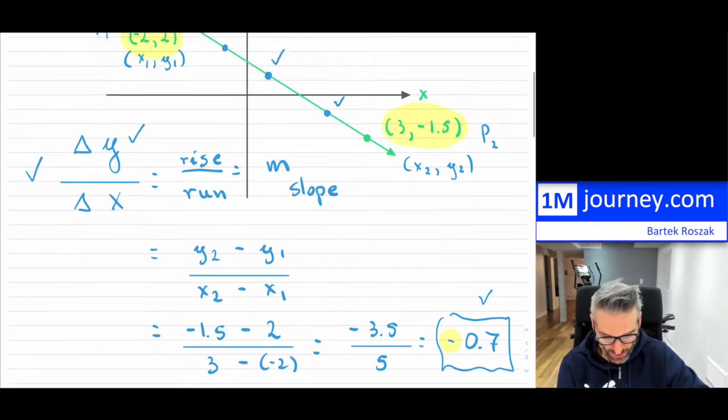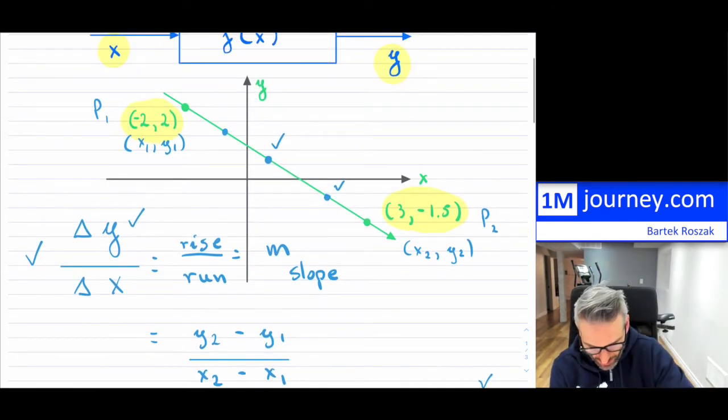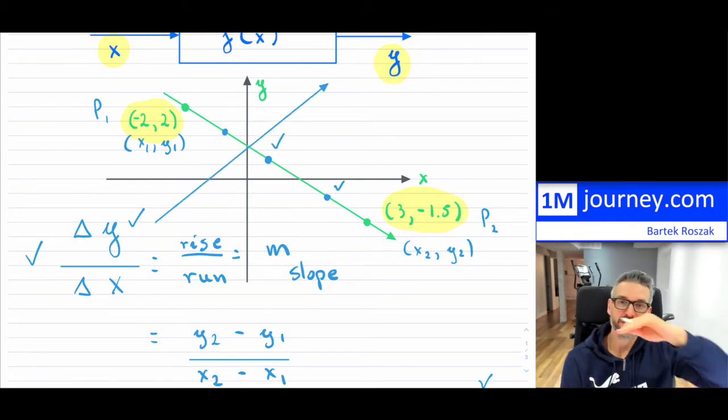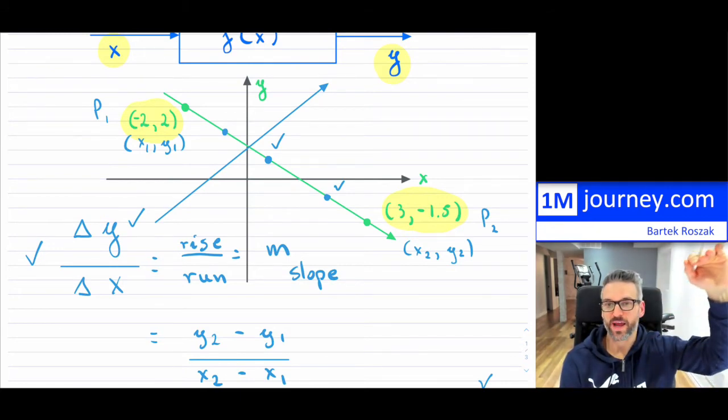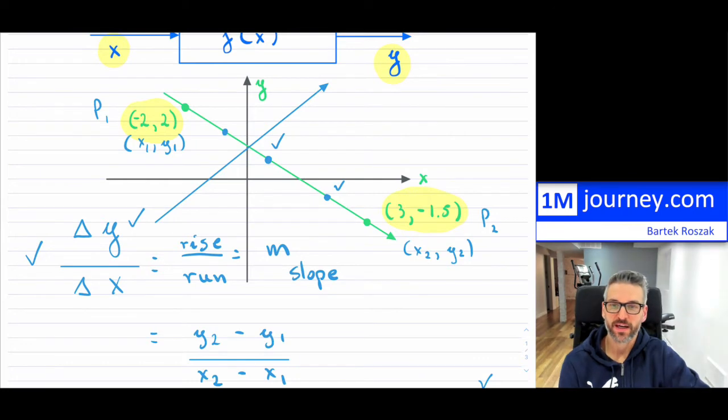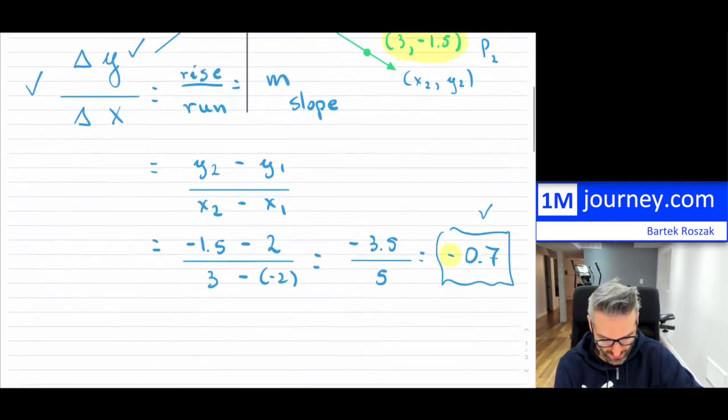It could also have a positive change, right? So if we had a line which was going in this direction, so in here, what we would have had is this would have had a positive change because it is changing in a positive way. So it would have been rising upwards. So that's what we have there.